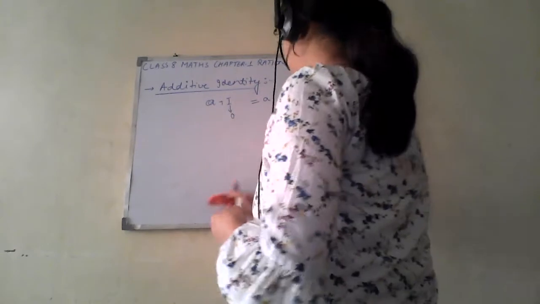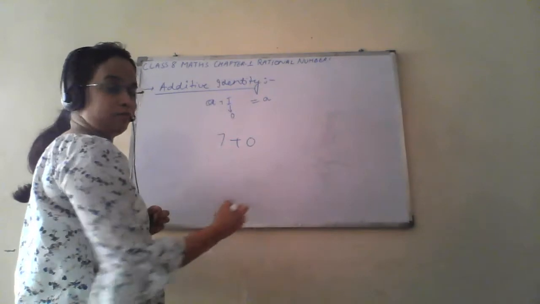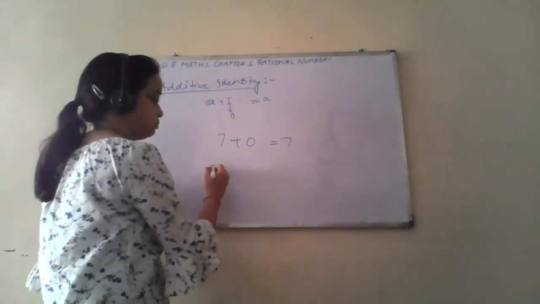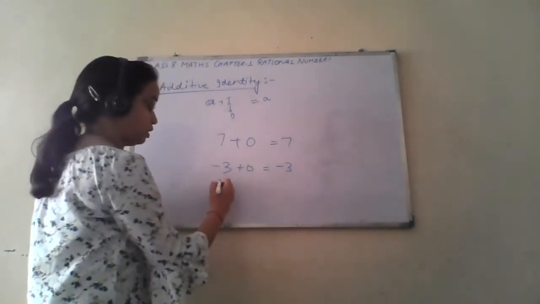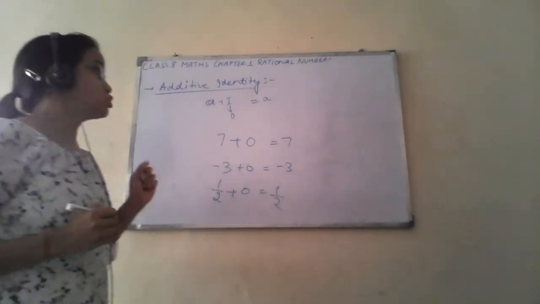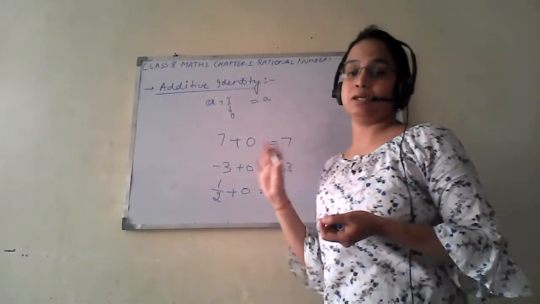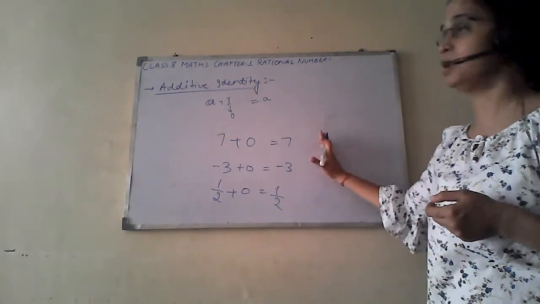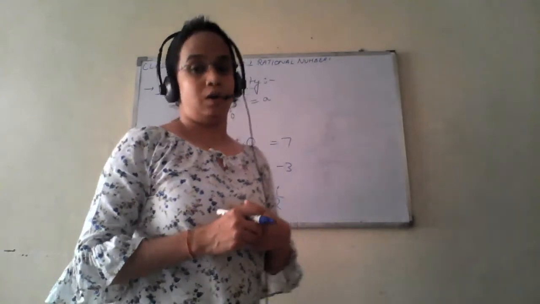Now we can take a few examples. Take any whole number like 7. If we add 0 to it, it will remain 7. We'll take an example of an integer, say -3. If we add 0 to it, the answer will remain -3. If we add 0 to a rational number like 1 by 2, the answer will be 1 by 2. So the additive identity of a whole number, integer or rational number is that which when added to the original number gives the same result. Therefore we conclude that 0 is the additive identity for rational numbers, integers and whole numbers.